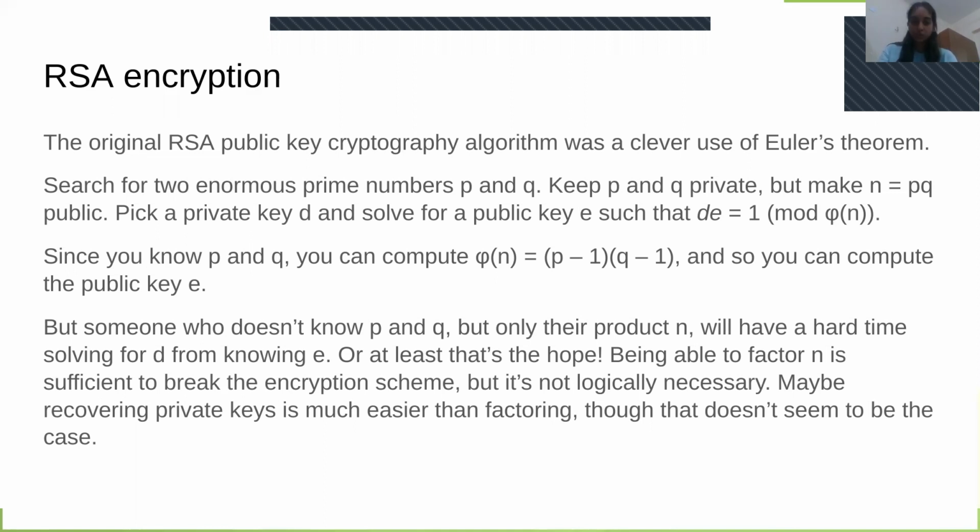Since you know P and Q, you can compute phi n equivalent to P minus 1 times Q minus 1. And so you can compute the public key E. But someone who doesn't know P and Q, but only their product N, will have a hard time solving for D from knowing E. Or at least that's the hope. Being able to factor n is sufficient to break the encryption scheme, but it's not logically necessary. Maybe recovering private keys is much easier than factoring, though that doesn't seem to be the case.